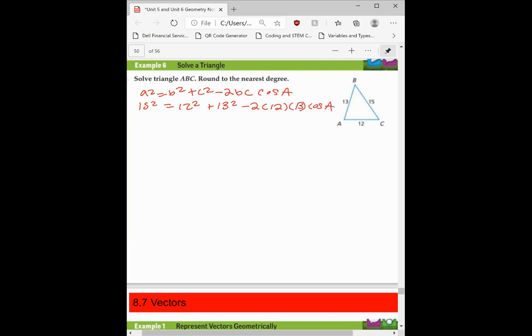Okay, so then I have 225 is equal to 313 minus 312 cosine A. I need to get cosine A by itself, so I'm going to subtract 313 and divide by negative 312. So I have cosine A is equal to negative 88 over negative 312. So if I take the arc cosine of negative 88 over negative 312, that is equal to A. And if I plug that into my calculator, I get 74.